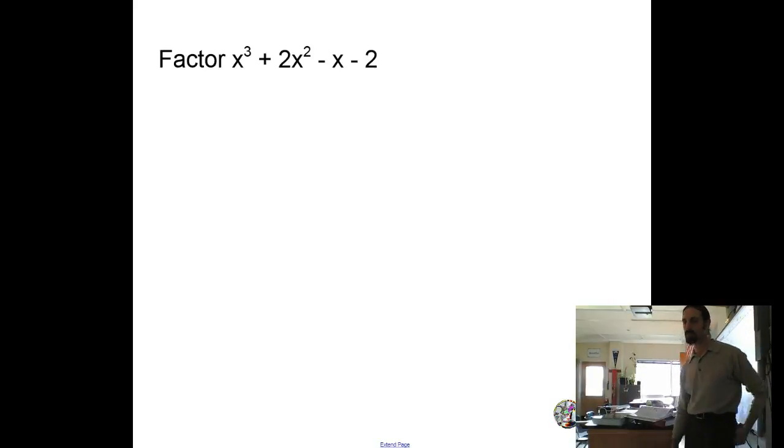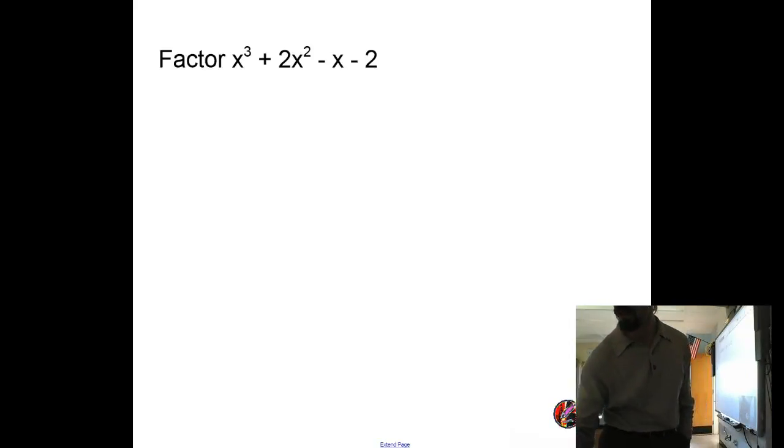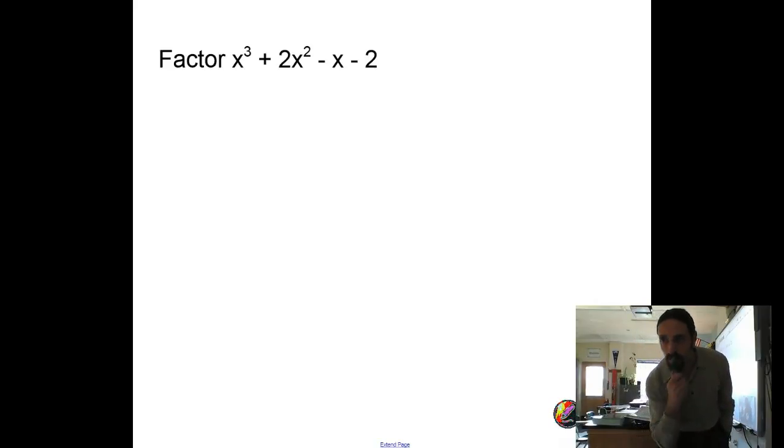Now, you look at this problem and you think, there's no greatest common factor. So, there is no greatest common factor. I've got something to the 3rd power. So let me try to group. So hey, let's just go for it right now.